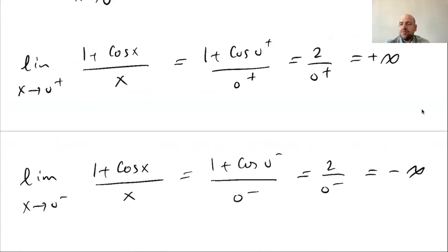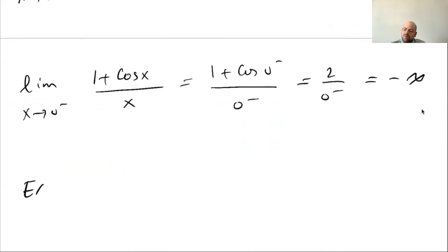Remember, we said that if the limit is infinity or minus infinity, we still call that the limit does not exist. So even the one-sided limits do not exist. Neither of them exist, and of course the whole limit does not exist either.